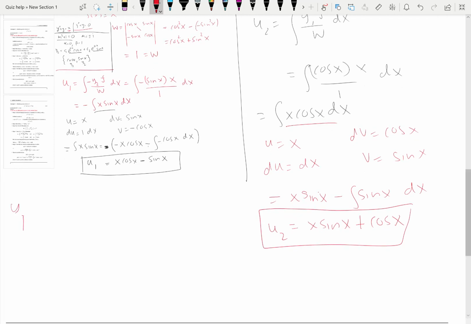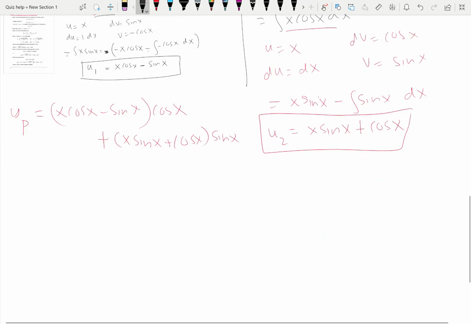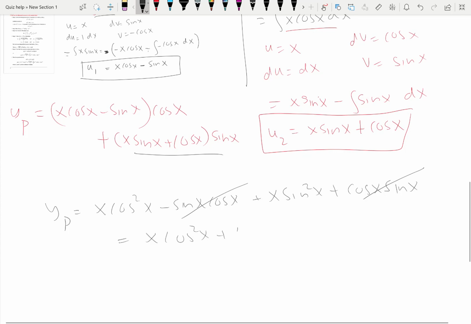So then what is our particular solution? u1 times y1, which is cosine x, plus u2 times y2, which is sine x. So that is our particular solution. It seems we can simplify Yp, so let's expand the brackets. x cosine squared x minus sine x cosine x, plus x sine squared x plus cosine x sine x. You can see that sine x cosine x and cosine x sine x cancel out, because of opposite signs, and we get x cosine squared x plus x sine squared x. We can factor out an x, so we get cosine squared x plus sine squared x, which is 1. So we get the particular solution to be x.